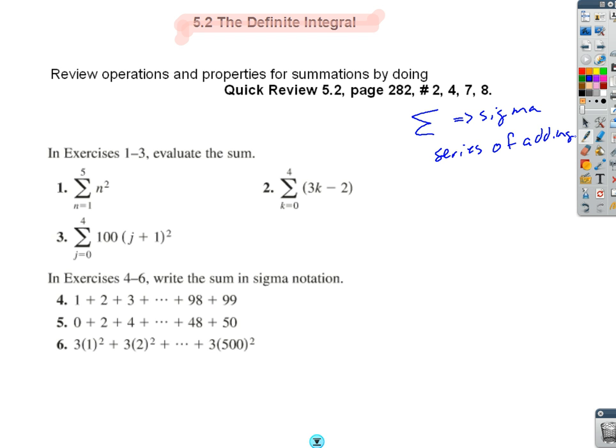I'm going to walk you through a couple of them and how to get a series into sigma notation. It's one of the topics we should have covered last year in pre-cal, but we just didn't have enough time to get to. So, like I said, it's not too difficult.